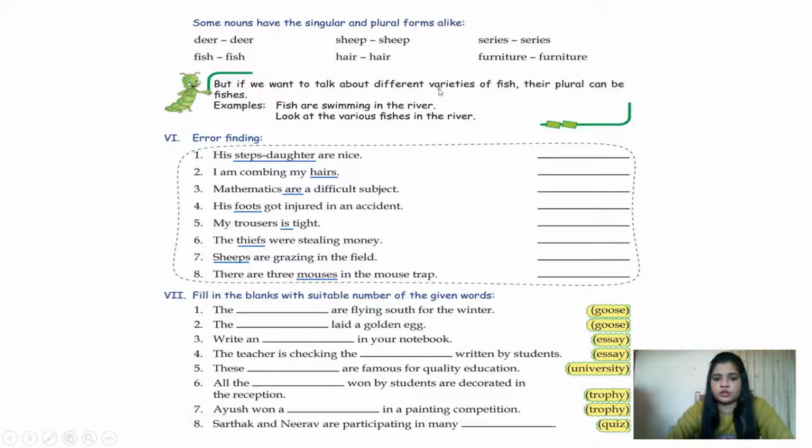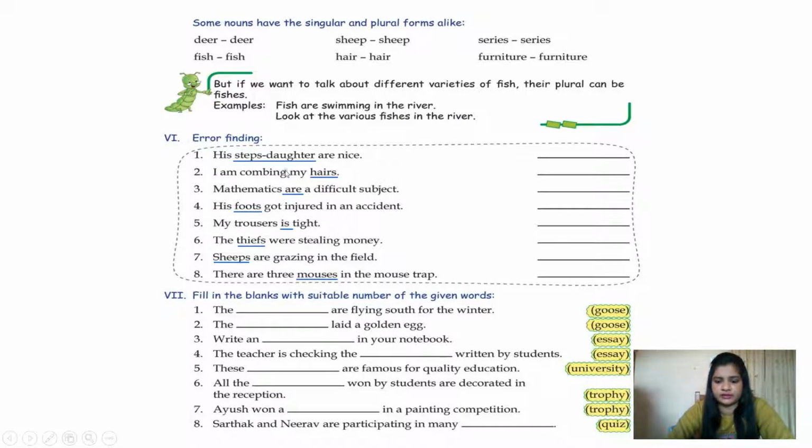But if we want to talk about different varieties of fish, their plural can be fishes. Like, fish are swimming in the river. When we are talking about the same species, then it will be fish. But when we talk about varieties or species of fishes, then we will write, look at the various fishes in the river. Got it?